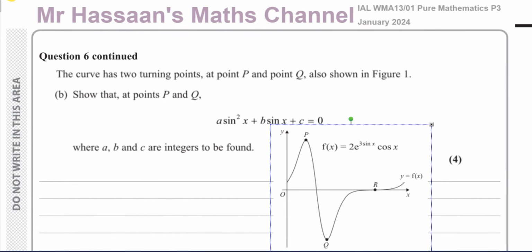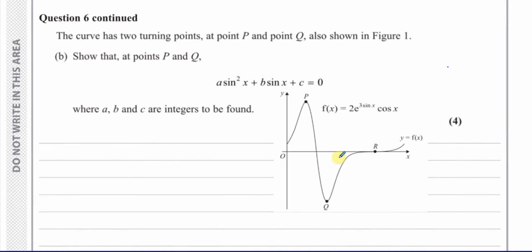For part B, it says the curve has two turning points P and Q as shown in figure 1. Show that at points P and Q this equation holds. This is the equation that's formed when you try to find the coordinates of P and Q. If you solve this equation, it will tell you the coordinates of P and Q.